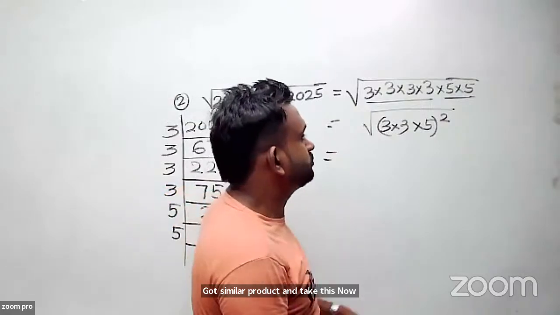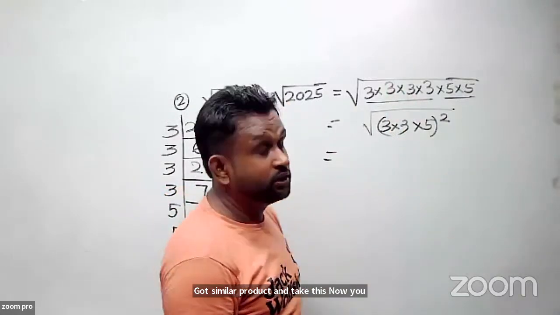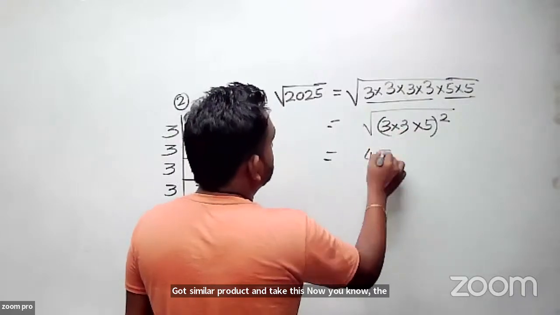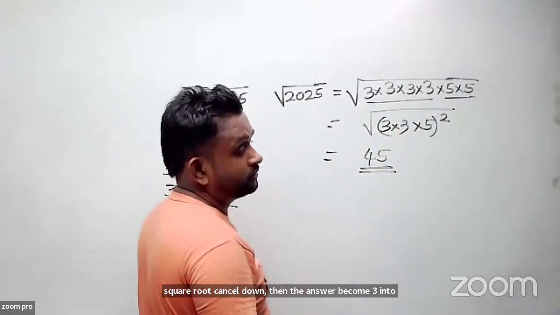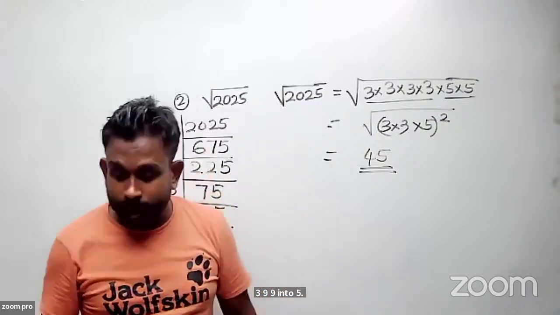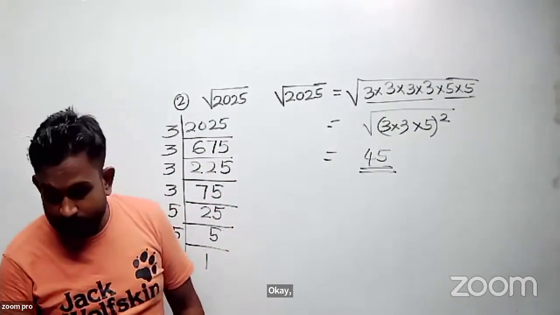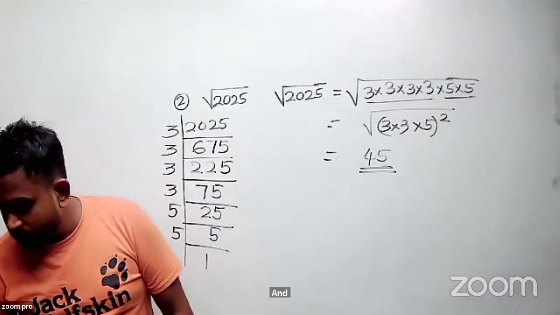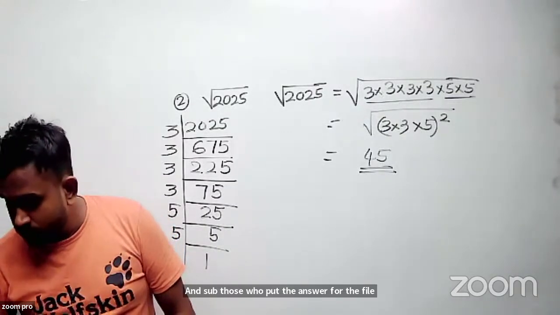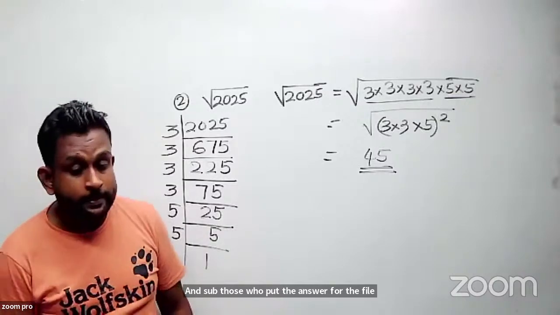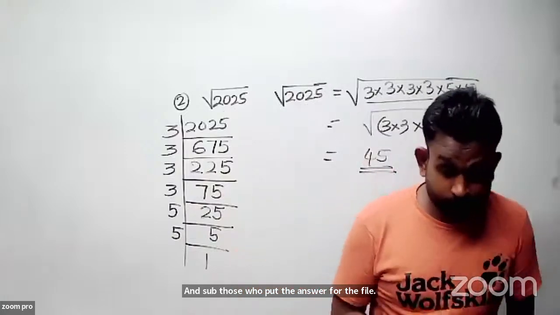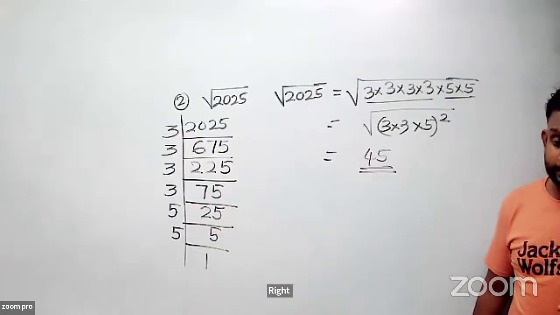Now you know square and square root cancelled out. Then the answer becomes 3 into 3, 9, 9 into 5, 45. That is the answer, 45. Hands up those who got the answer 45. Right.